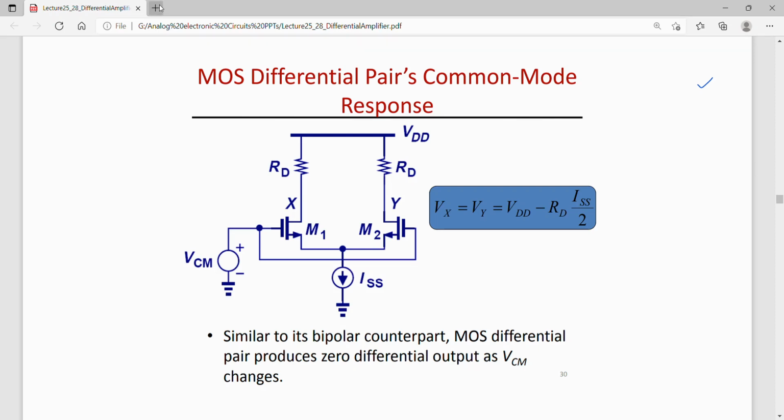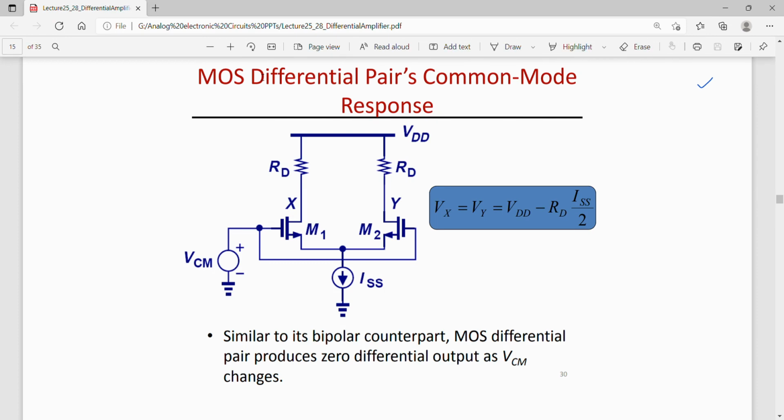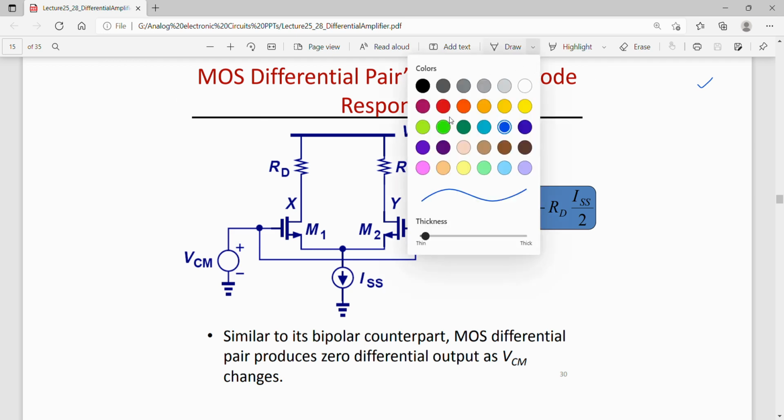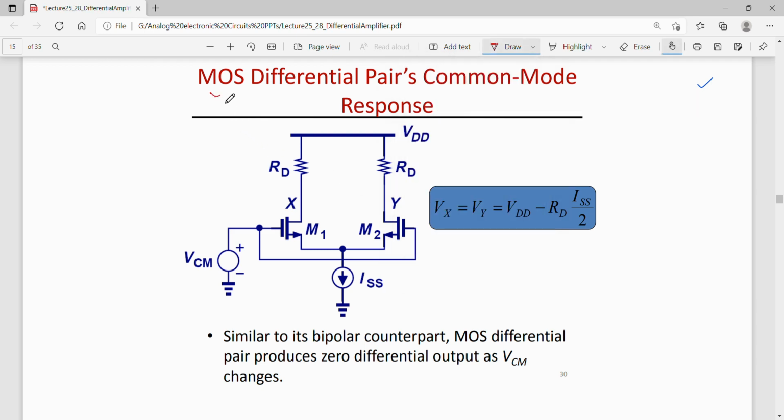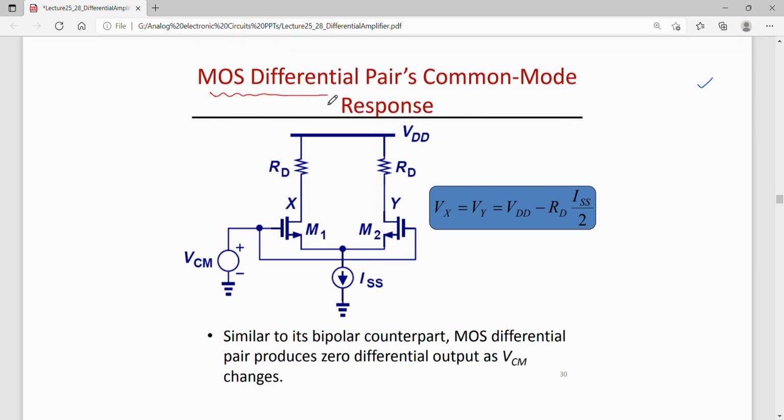Okay, so let us carry on our discussion on differential amplifier. So far we have discussed BJT based differential amplifiers. Now let us also talk about MOSFET based differential amplifiers. Okay. And the analysis will be similar to what we had done for BJT based differential pairs.